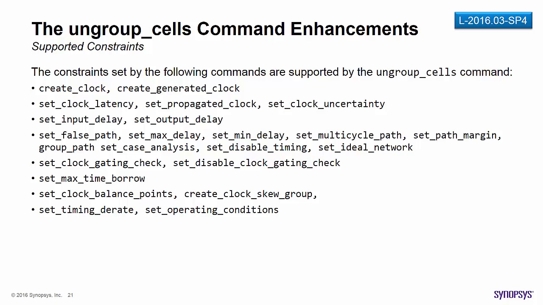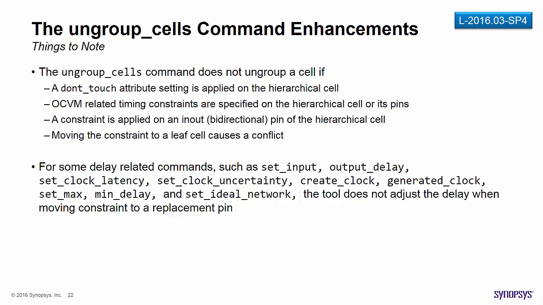The constraints set by the following commands are supported by the ungroup cell command: create clock, create generated clock, clock latency, propagate clock, clock uncertainty, input delay, output delay, false path, max delay, min delay, multicycle path, test margin, group path, case analysis, disable timing, ideal network, clock gating check, disable clock gating check, max time borrow, clock balance point, create clock query group, timing derate, and set operating conditions.